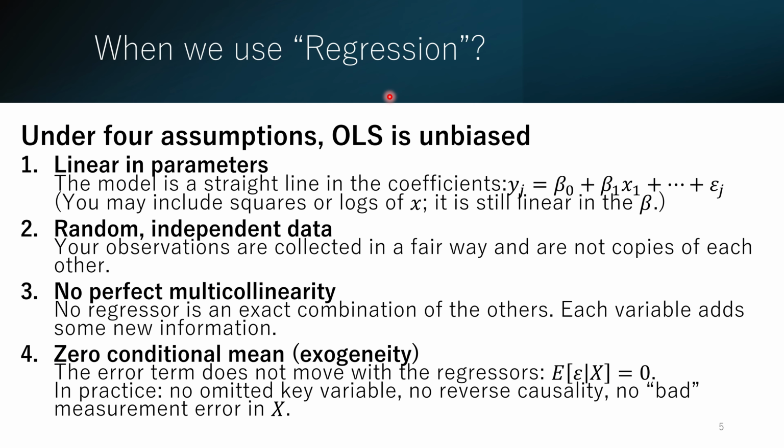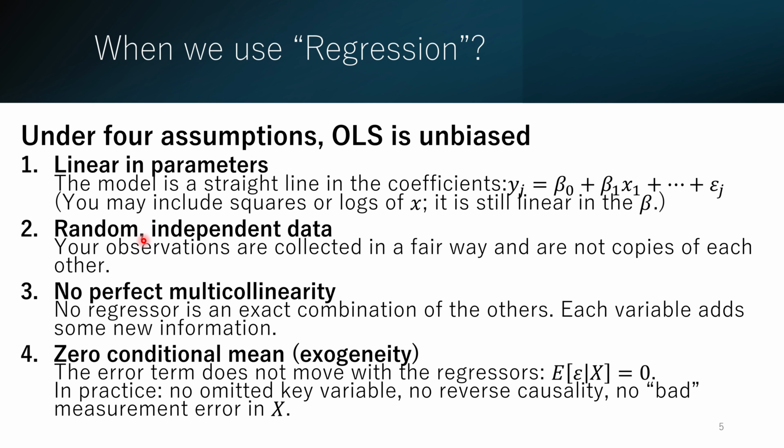Okay, next, let's see when OLS is unbiased and when we can use regression. There are four key assumptions. First is linear in parameters. The model is linear in the betas. The model is like this: y equals beta 0 plus beta 1 x1 plus and so on plus epsilon. You can include squares or logs of x, but it is still linear in the betas. Beta is never logs or squares. That is linear in parameters.